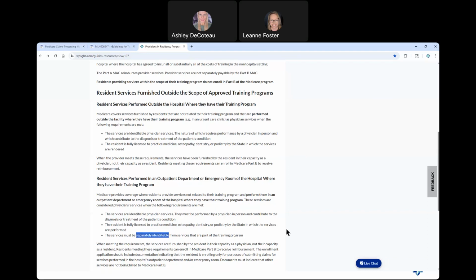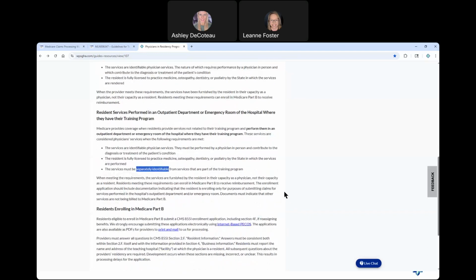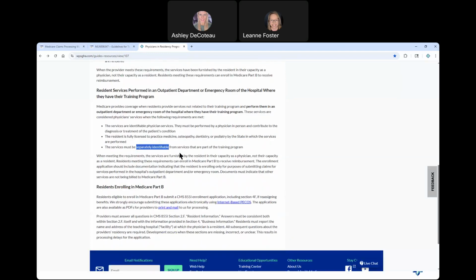I want to show you one more thing on this page. If I scroll down a little bit, which is this section on residents enrolling in Medicare Part B. And this gives you some general information on requirements to enroll in Medicare Part B. If you're looking for more information on enrollment, because I know there's a lot to it, we do have a playlist on our YouTube channel specific to provider enrollment. And I encourage you to take a look at that.